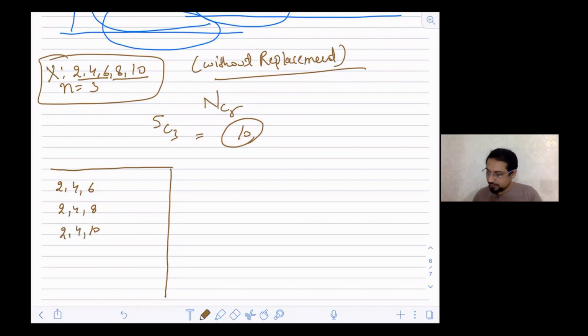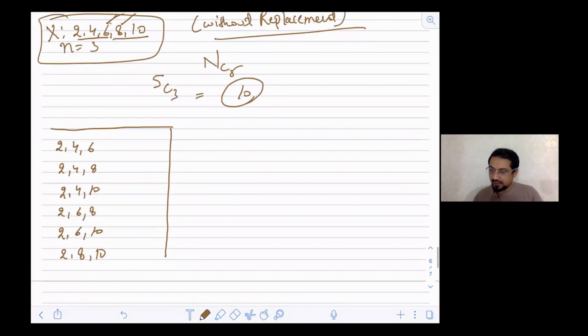So first we complete 2, 4, and then we start with 6. So we write 2, 6, 8, and 2, 6, 10. And then we finish 6, and then we come to 8. So 2, 8, 10. Is there any other left? No, there is nothing left. Then we'll skip 2 and we come to 4.